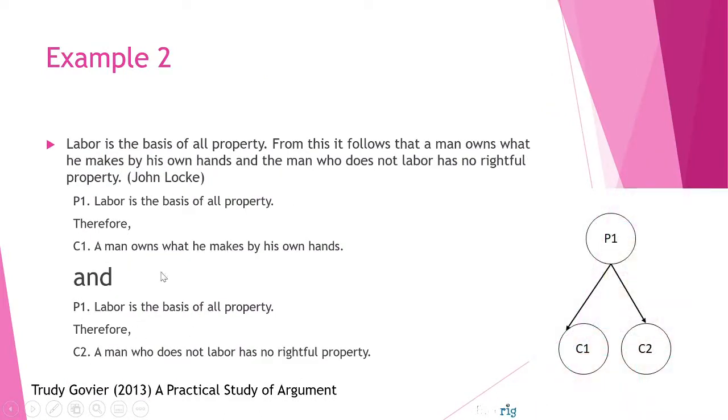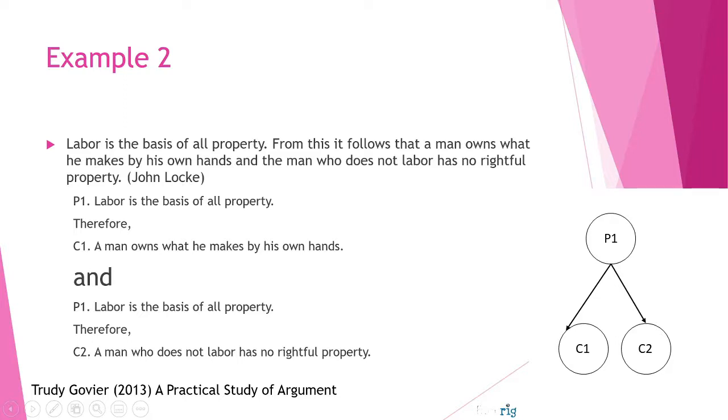And here at the left is the formal structure. P1, labor is the basis of all property. Therefore, a man owns what he makes by his own hand. So this is from P1 to C1. But Locke also argues that labor is the basis of all property. Therefore, a man who does not labor has no rightful property. So P1 to C2. So, as you can see here, there's just one P in the structure.